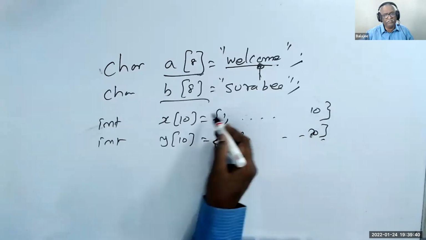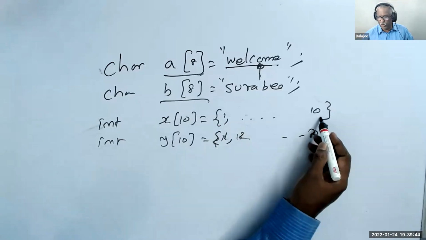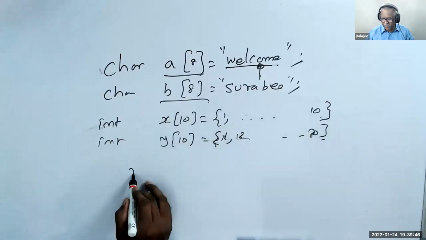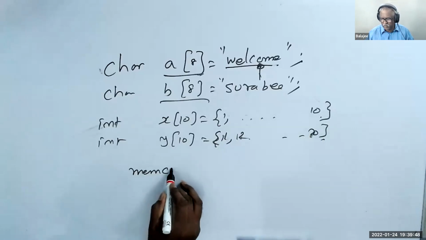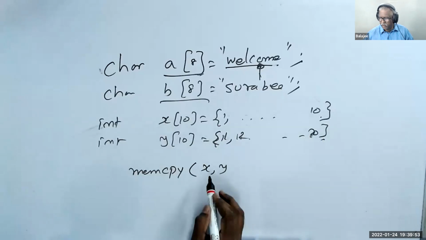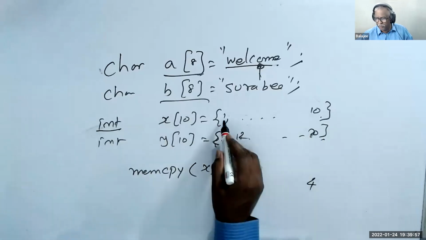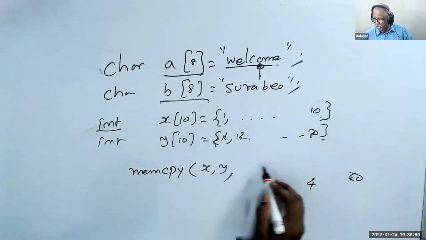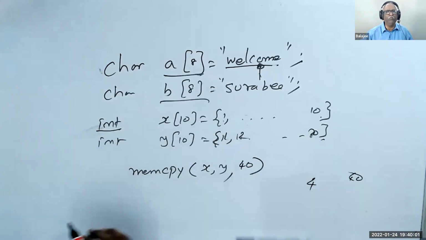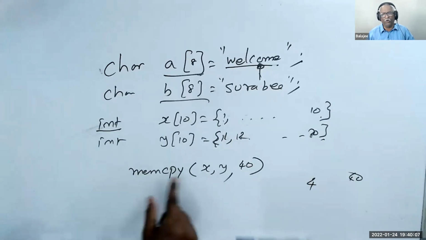Now this is integers. For this, it does not end with 0. You cannot use string copy here. You have to use mem copy. X, Y, and integer occupies 4 bytes. Now it occupies 4 into 10, 40 bytes. You should give 40. Then it moves into the thing. Understand now? So this we will see tomorrow, how these things are working.